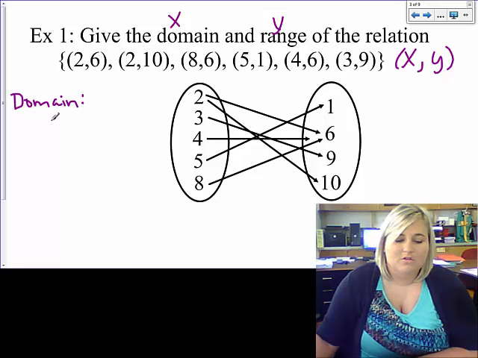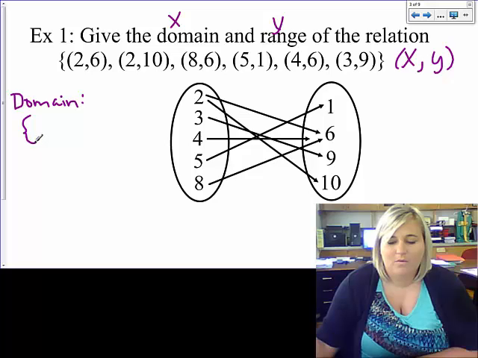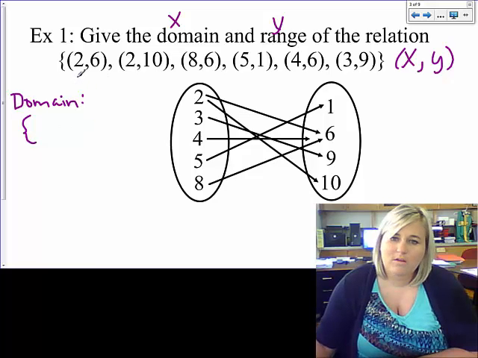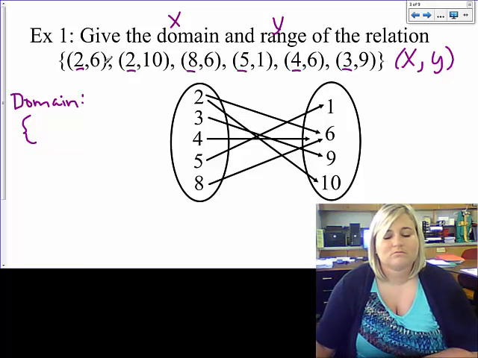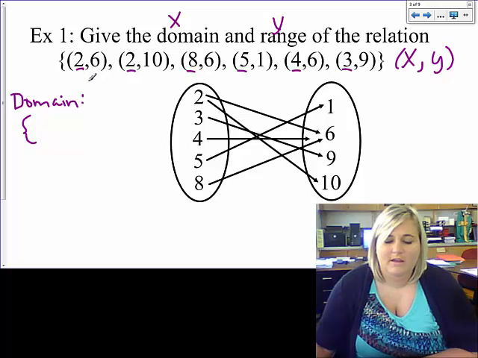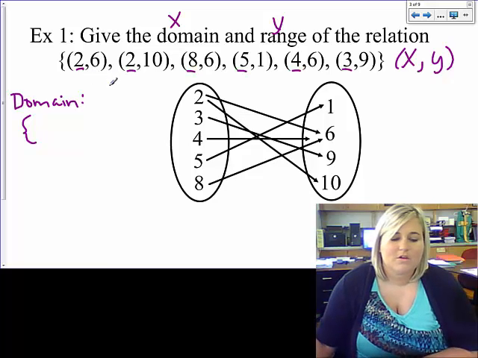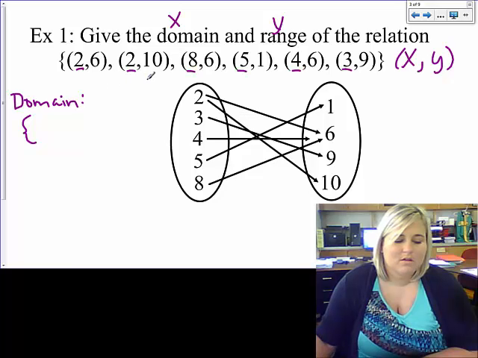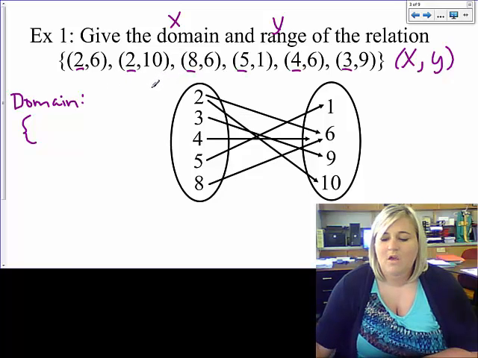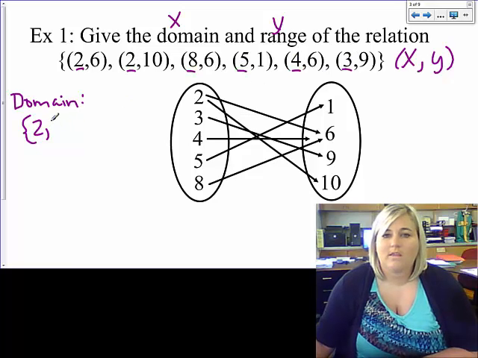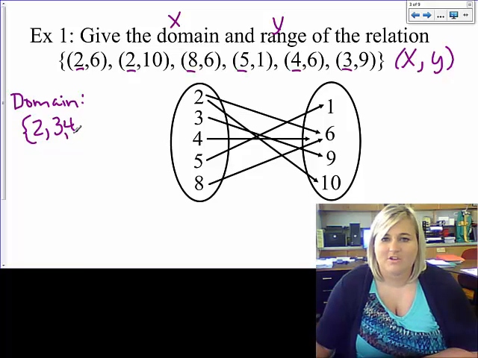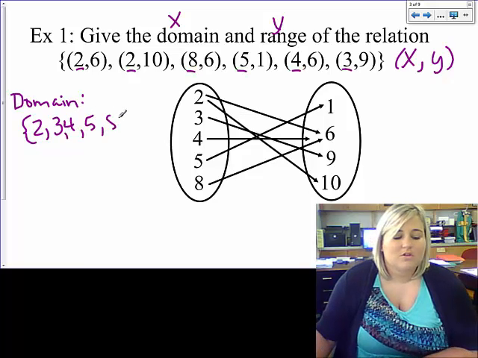I would show it in set notation, and I'm looking at all of my x values, which are 2, 2, 8, 5, 4, and 3. But I'm not going to list 2 more than once. That would be redundant. Once it's there, we know it's part of the domain. And I always just want to show it in numerical order. So 2 comes first, which would get me both of those. Then I have 3, 4, 5, and 8. So that's my domain.